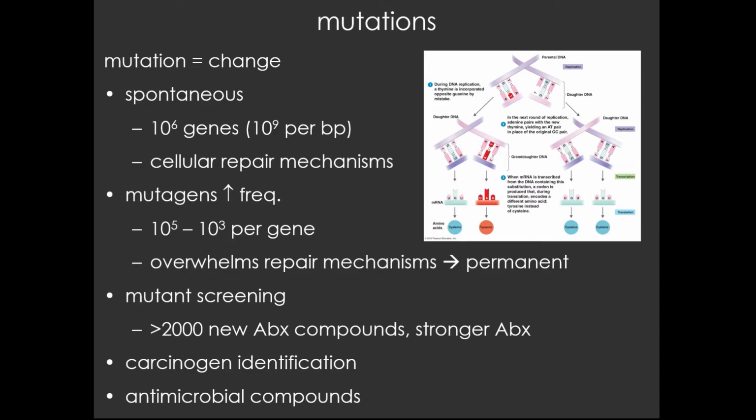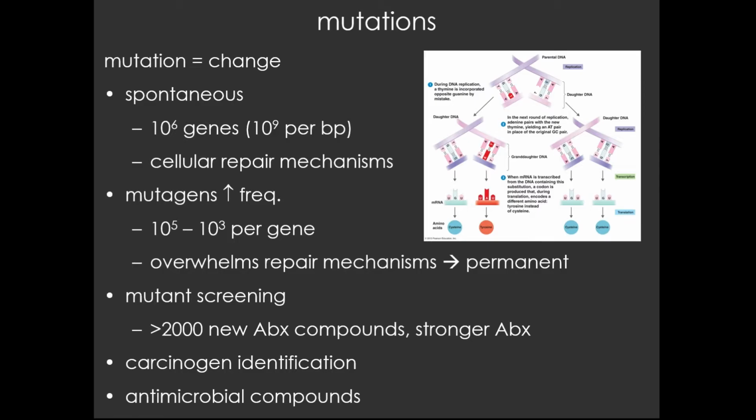Now, a mutagen is something that generates mutations. So mutagens increase the frequency of mutations to about 1 in 1,000 genes rather than the spontaneous rate of 1 in 1,000,000 genes. And when you get this level of mutation, you can overwhelm the repair mechanisms and the mutations become permanent. Now, in general biology, you talk about point mutations and frame shift mutations and things like that. And we're not really going to go into any of those things here. What we're talking about is just changes. And as I mentioned, some of those changes are actually beneficial.